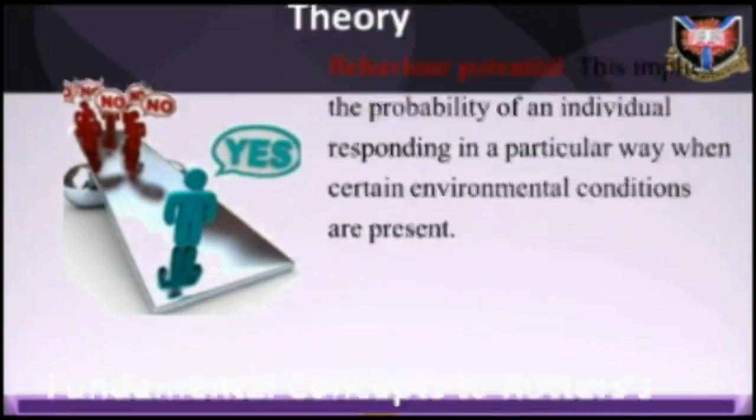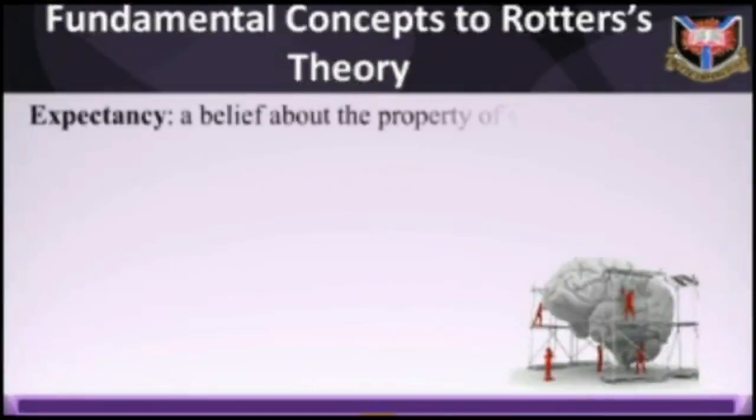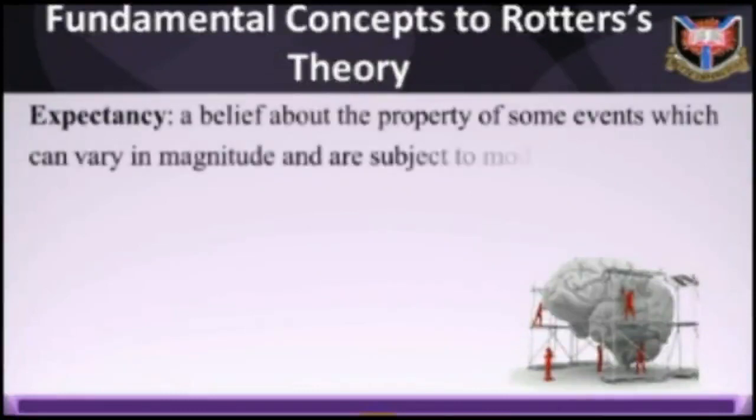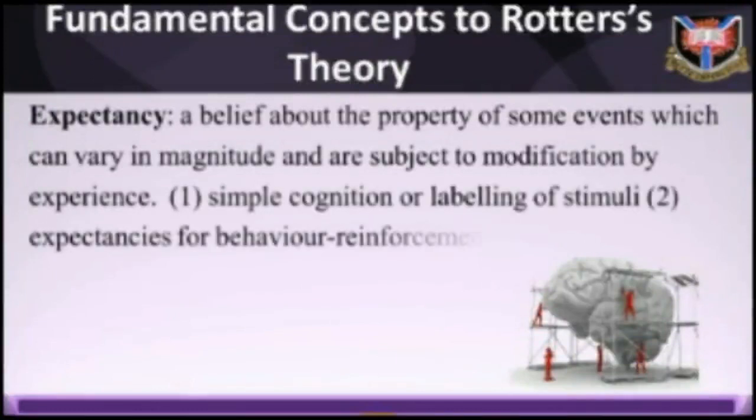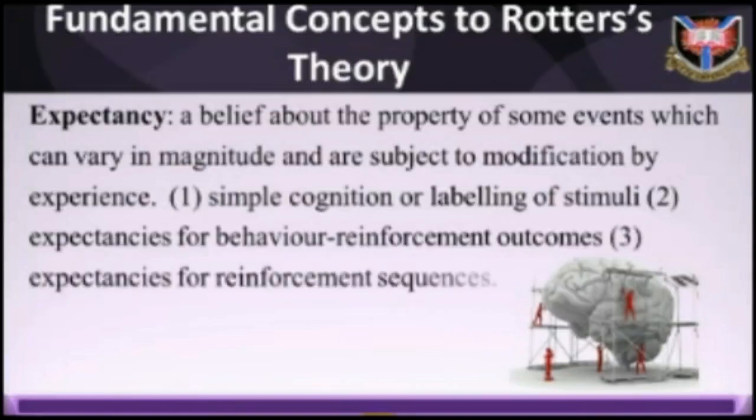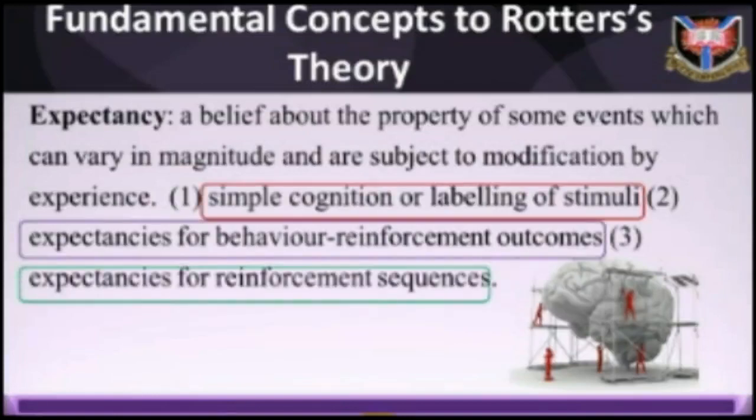2. Expectancy. This is a belief about the property of some events which can vary in magnitude and are subject to modification by experience. 3 postulations are derived from the social learning theory, according to Rotter, 1982. These are: 1. Simple cognition or labeling of stimuli. For example, I think that painting is a Picasso. 2. Expectancies for behavior reinforcement outcomes.